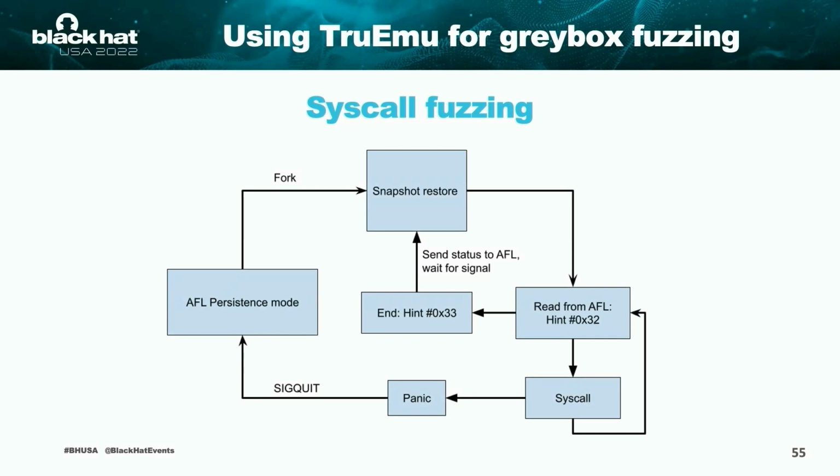We also looked into syscall fuzzing. The diagram is pretty similar. We also have persistent mode AFL. It will fork QEMU, and then QEMU does the snapshot restore. Then inside the iOS VM, we have a user space program that receives input from AFL using custom instructions, and will do a syscall based on the input it gets. If iOS panics, then it will be reported to AFL. Otherwise, it will end the current cycle and do a snapshot restore again.